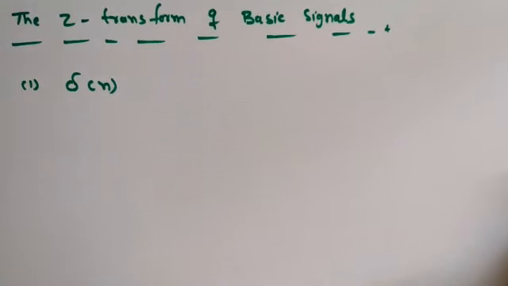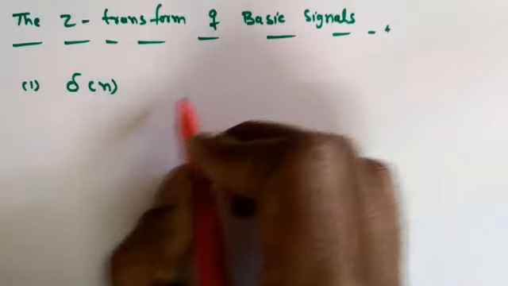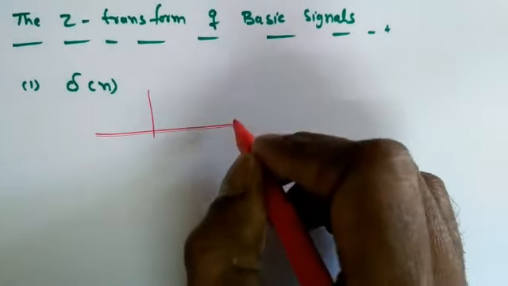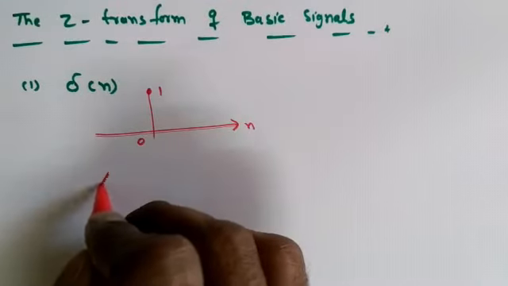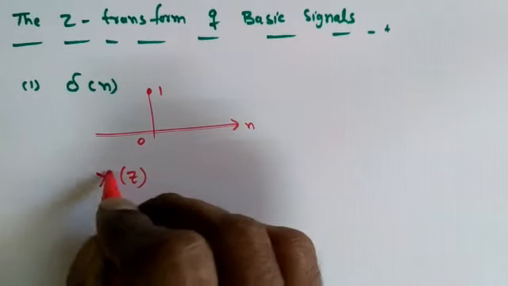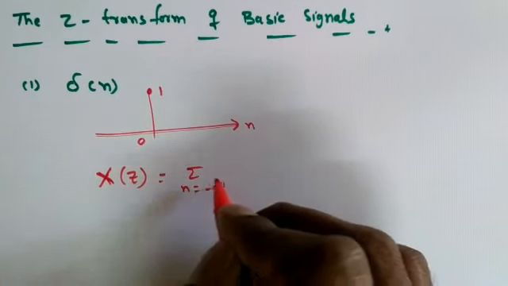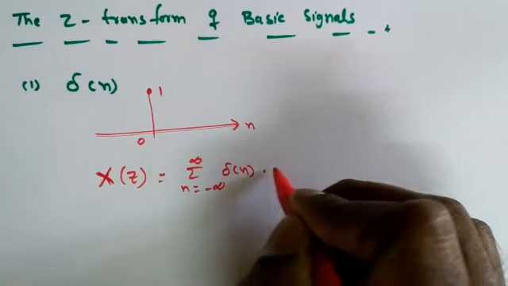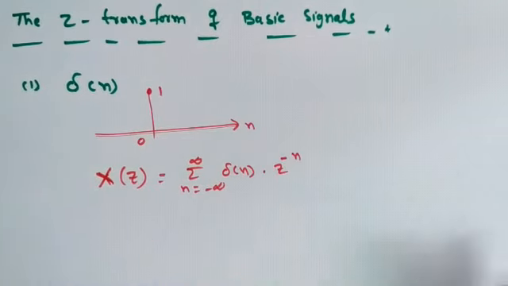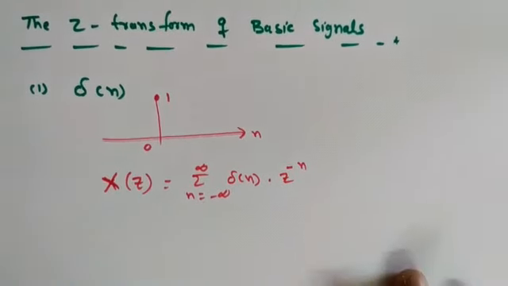Now we will find the Z transform of some basic signals. First I will take the impulse function, or impulse signal, or impulse sequence, right? If I draw this, this is n. At 0 we will have the amplitude as 1. Now if I try to find x of Z for the impulse signal, the Z transform is nothing but the sum for n equal to minus infinity to infinity of x of n, which is delta n, into Z power minus n, right? Sometimes I will use this Z or that Z, no problem, either is right.